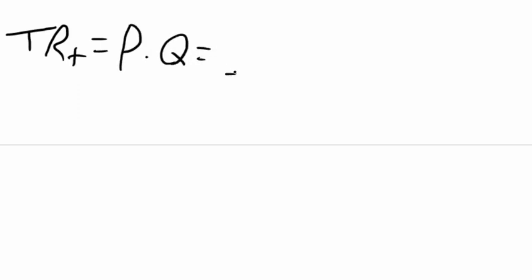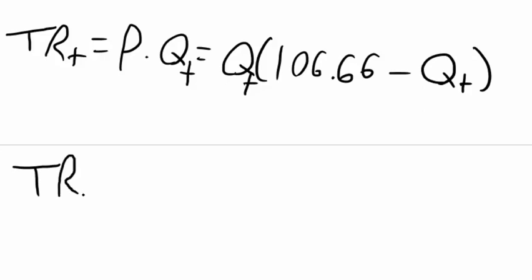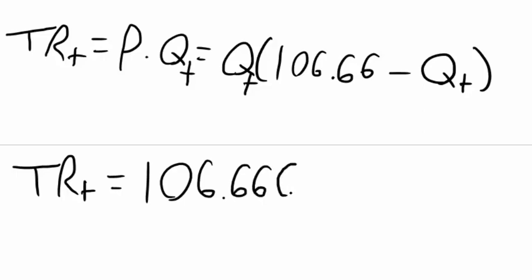So we would have quantity times 106.66 minus quantity total. And since quantity total is equal to the other two quantities, quantity P and quantity G, and technically this Q is quantity T as well, we get a total revenue function of 106.66 times quantity T minus QT squared.